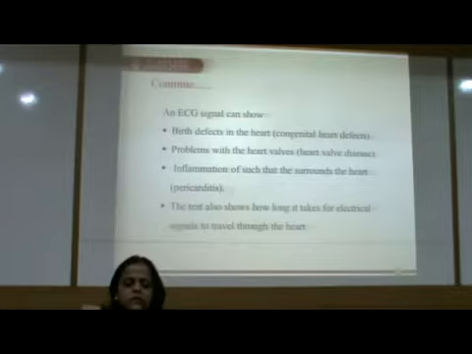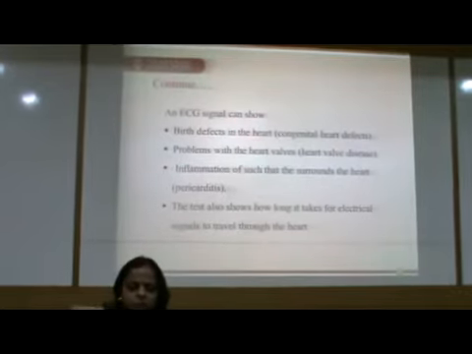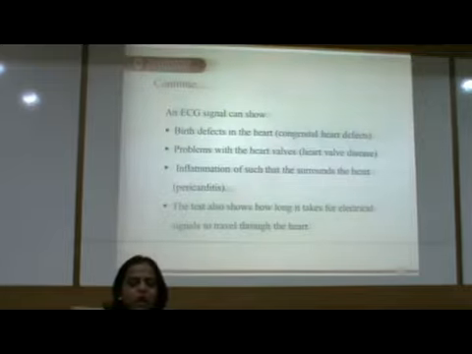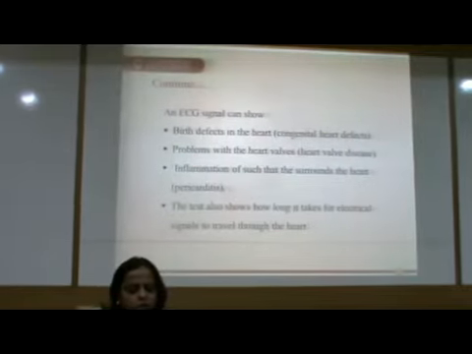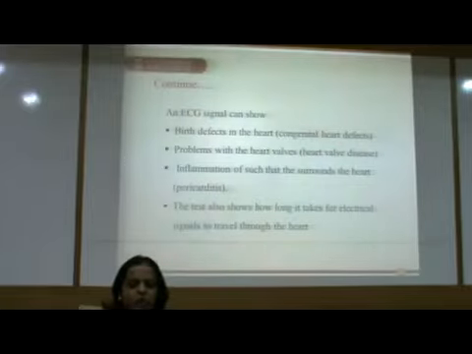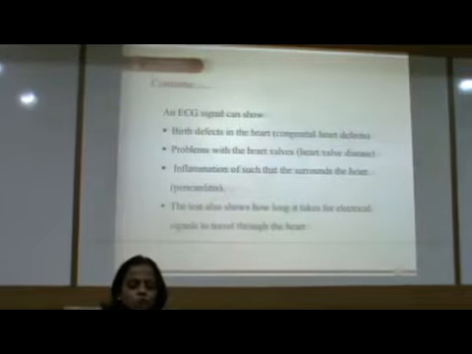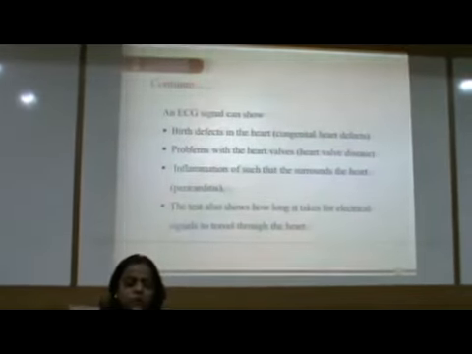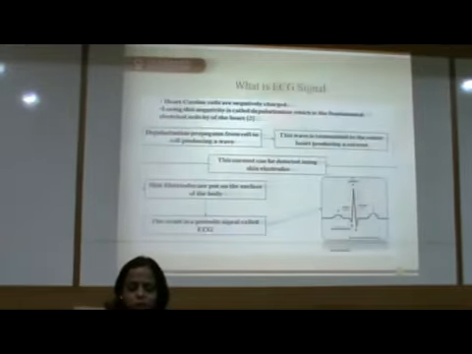And finally, the ECG signal can detect birth defects in the heart, that is called congenital heart defects, problems with the heart walls, that is called heart wall disease, and inflammation of the sac that surrounds the heart, that is called pericarditis. The test also shows how long it takes for electrical signals to travel through the heart.